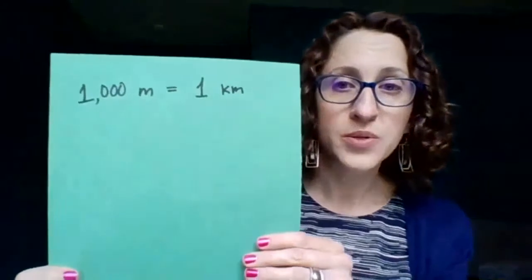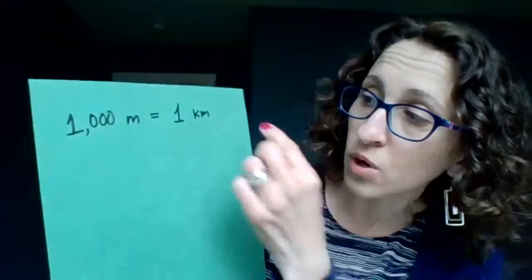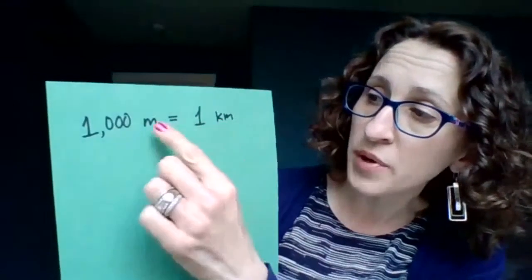I have to get another piece of paper. Okay, we're going to write down the part where it says 1,000 meters, and I'm going to abbreviate m for meter, equals 1 kilometer. I'll abbreviate km for kilometer as well. That's just something we want to remember: 1,000 meters equals 1 kilometer, or you can go this way too: 1 kilometer equals 1,000 meters.